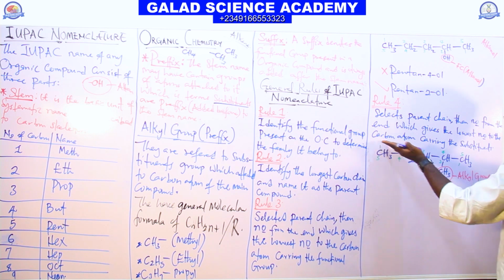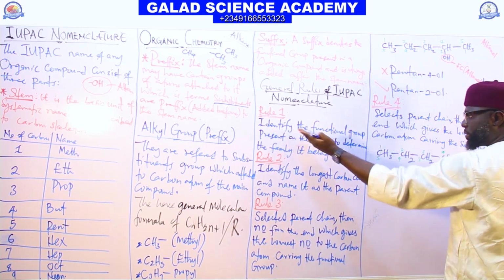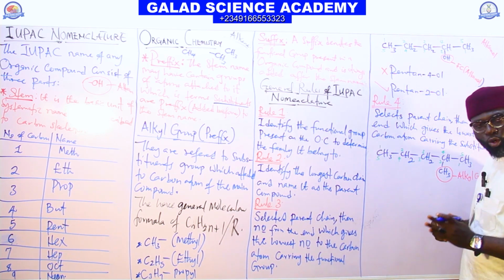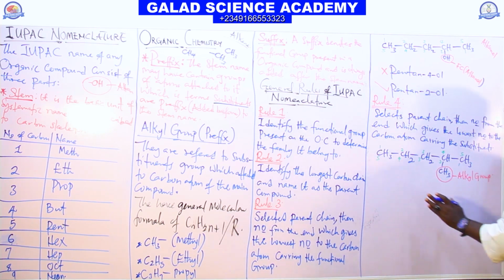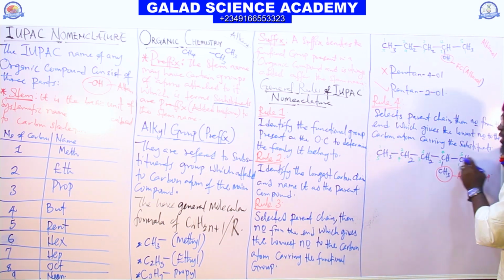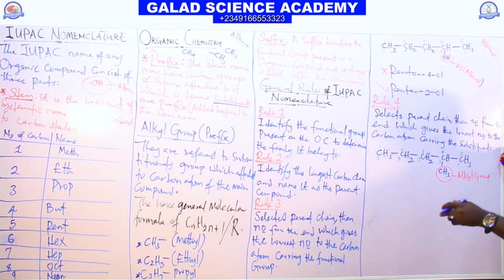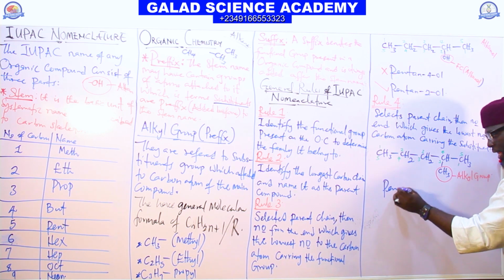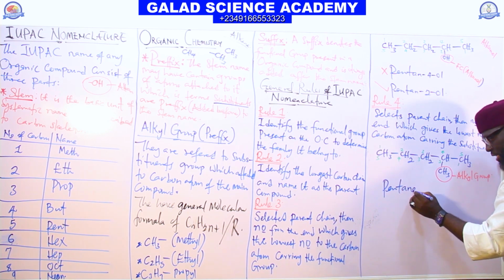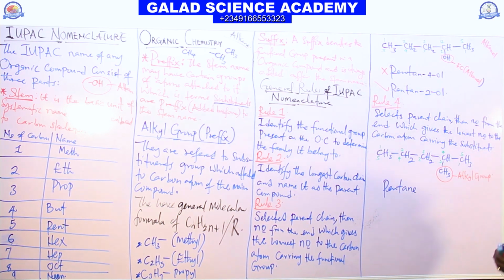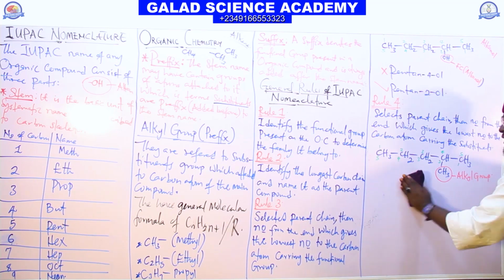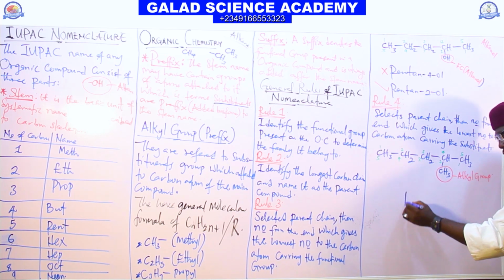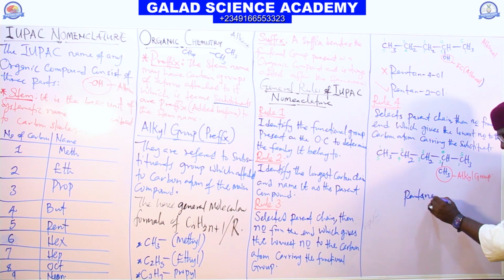So, what is the parent chain of this compound? From rule number 1: 1, 2, 3, 4, 5. And here we have single bonds throughout. No OH, no oxygen, no functional group. A compound that contains carbon-carbon single bonds, if you check my functional group lecture, you will know is a compound from the alkane family. You call it pentane, because it has 5 carbon atoms. Pentane. Good.